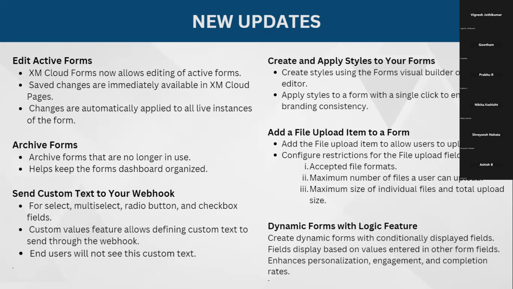Then we can send custom text to your webhooks. So now for fields like multi-select, radio button and checkbox, we have the feasibility of adding a custom text. So supposedly we have an optional field where we are giving 3 options, say yes, no, we don't know. So we can have a custom value for that and that can be transmitted via webhooks, and that specific custom value we can use via our APIs or whatever submit action we need to perform for that specific form. So the custom value that we are setting up will not be visible to the users, but it can be used in our backend implementation.